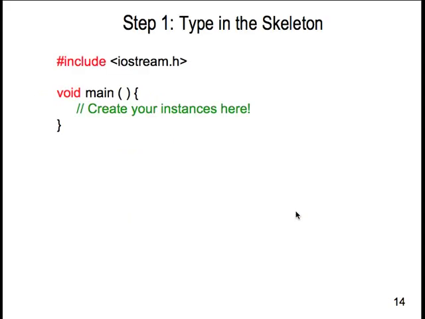So here's our main. It looks like hello world, doesn't it? So this would actually go in a separate file, and we would call this my program or something .c++. And you type in the skeleton here, we're going to include iostream.h, and we're going to have void main.